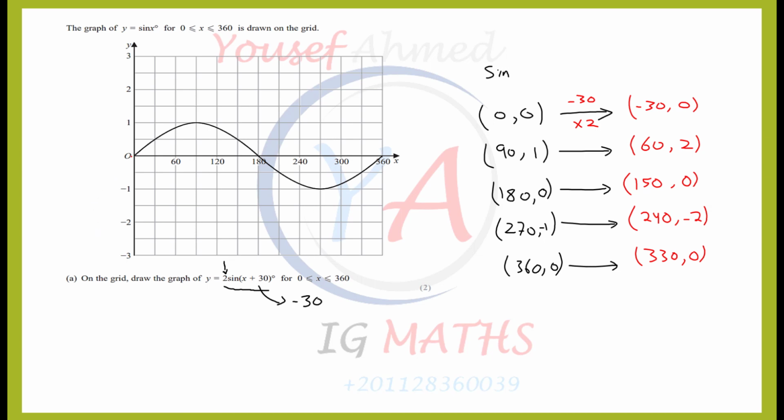We have no negative in this range, so we're going to start with the 60 and 2. Then we have 150 and 0. You need to know that each square represents 30 degrees. After that, we have 240 and -2, and 330 and 0.